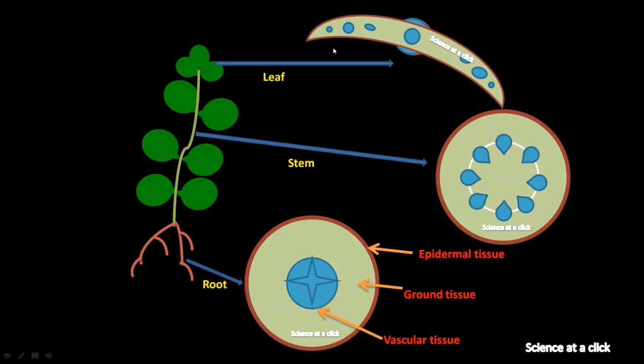When it comes to the leaf, as we know, the leaf is not circular in shape, but it is more like a crescent shape. That is the reason why the arrangement of the vascular bundle also differs. So this is how it is found in different parts of the body.